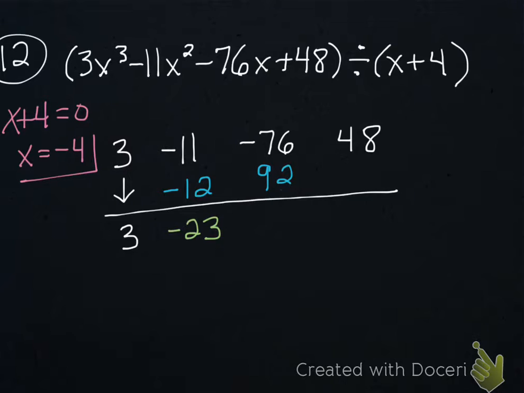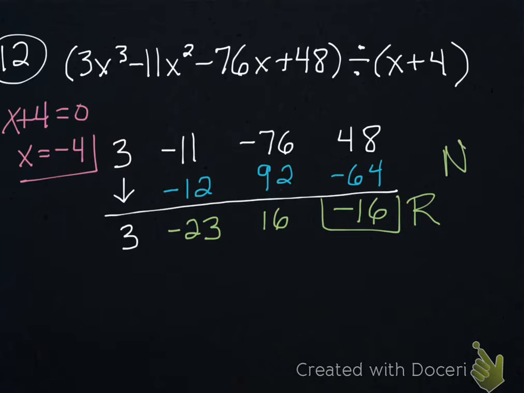Now add the column. That's 16. Negative 4 times 16 is negative 64. Really close. Add the column, I get negative 16. My remainder is negative 16, so it's not a factor.